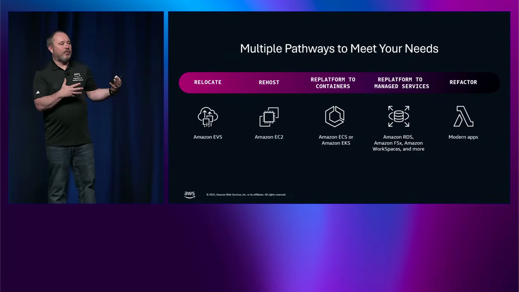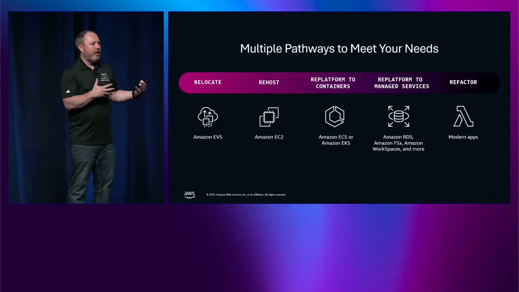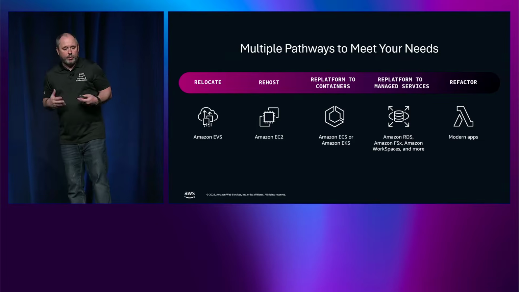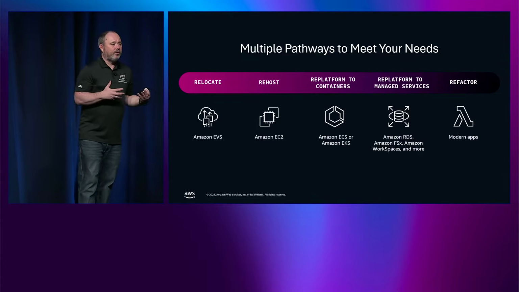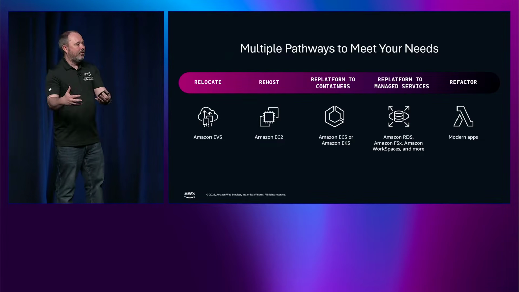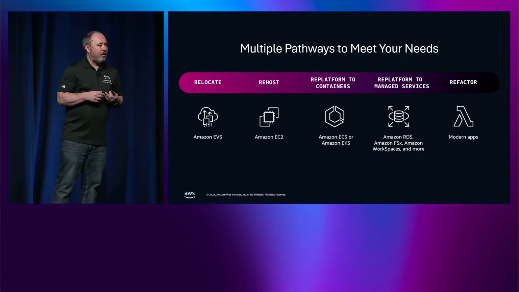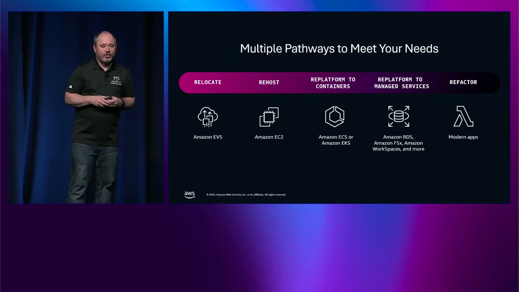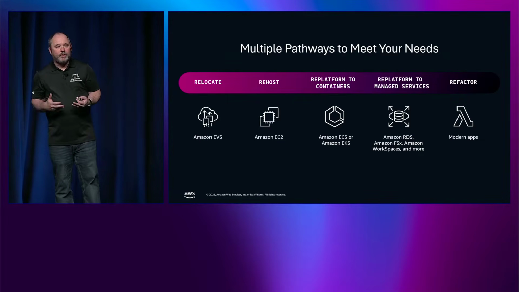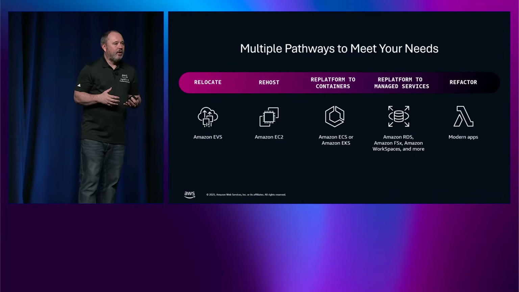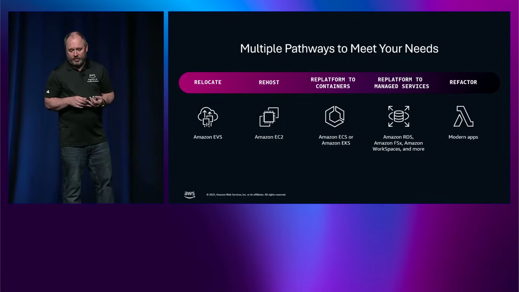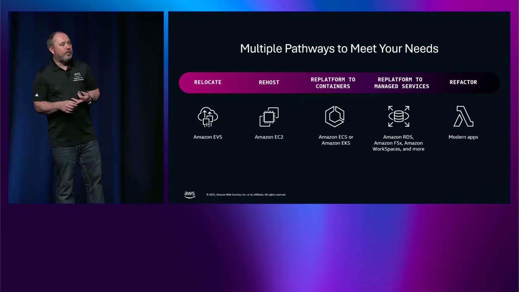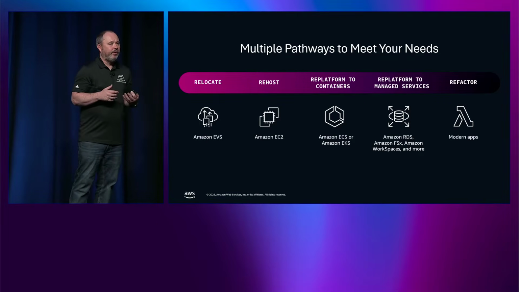Rehost, taking virtual machines that are on premises and rehosting them and moving them into Amazon EC2, Elastic Compute Cloud. Replatforming to containers. Customers are taking on-premises VMs and coming into some of our container offerings, such as Elastic Kubernetes Service, EKS, or Elastic Container Service, ECS. Replatforming to managed services. So this could be offerings like Relational Database Service, WorkSpaces, our virtual desktop infrastructure. This could be FSx, our managed file systems.